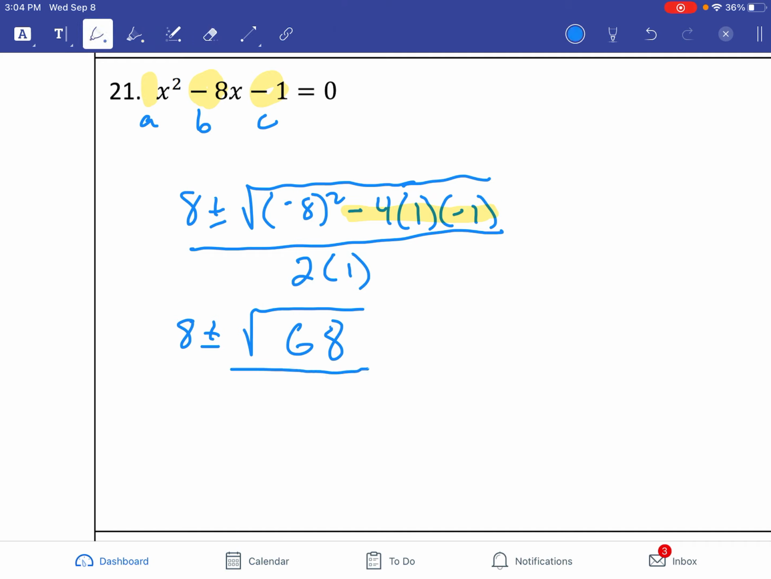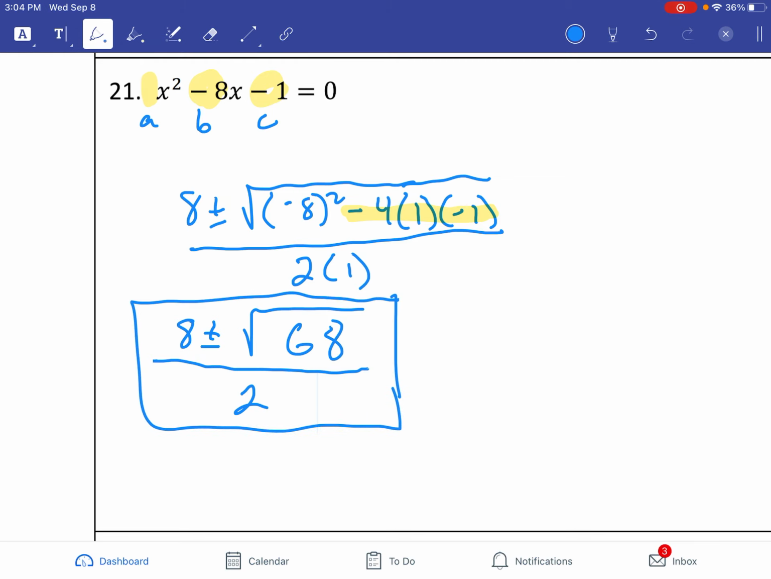Another thing that some students missed: that line has to go all the way across. And then 2 times 1 is 2. Now, we're not reducing the square root of 68 because it's not a perfect square. So this is as far as you can go. That would be your answer. So just figure out what's underneath the square root sign as a number, and if it's not factorable, you're going to leave it like this.